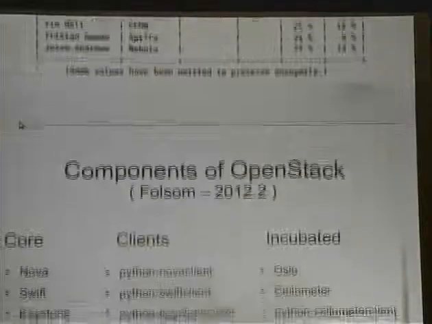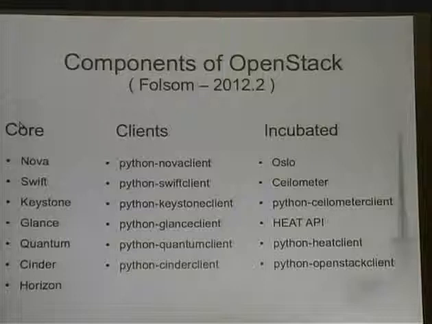So sometimes when you have an open source project, there's a lot more going on than just the technology. It's also the community aspect. So without further ado, let's get into the actual structure. OpenStack has three major component sets that we're going to discuss here: core components, clients, and incubated components.